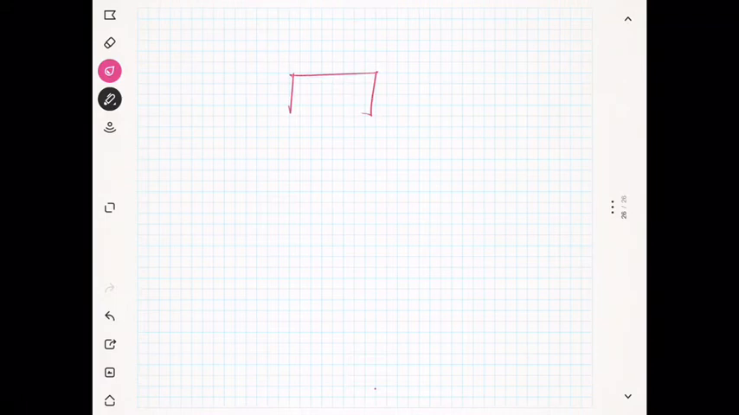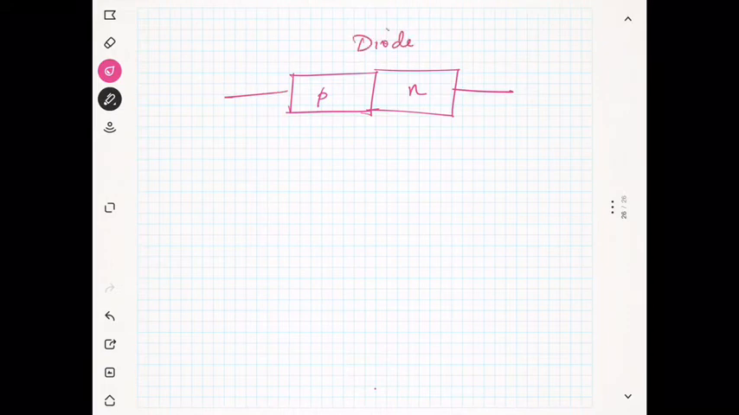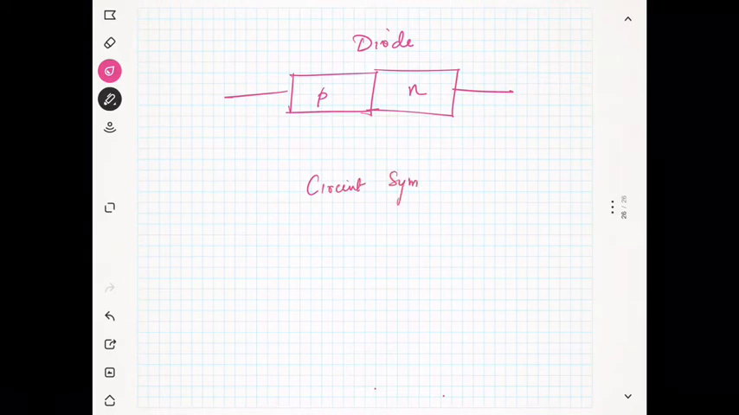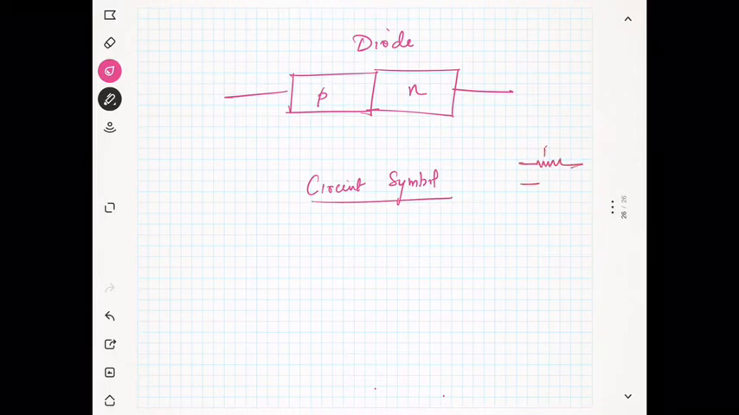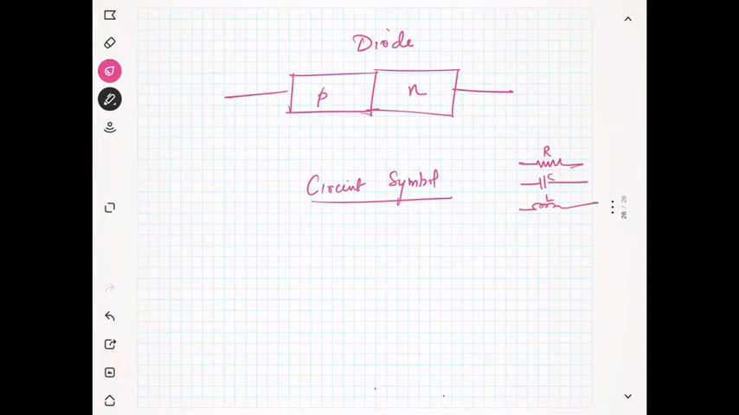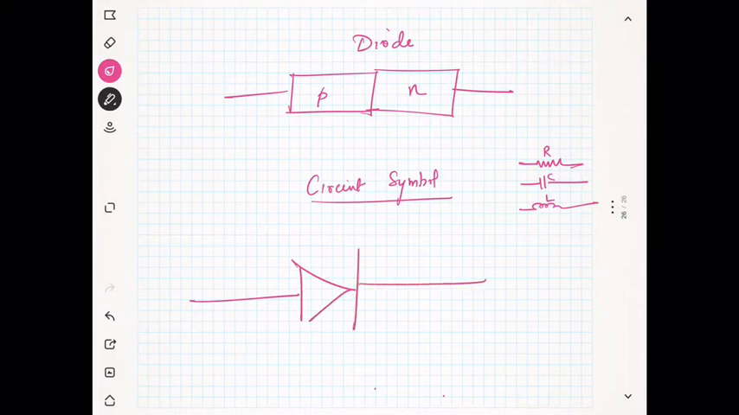Okay, suppose you have a p-type semiconductor and this is the n-type semiconductor. This is simply the diode, but we have some circuit symbol for this. In circuit diagram we have to show it by using some symbols. So circuit symbol, you know that resistor is shown like this. This is the resistor, this is the capacitor, and this is the inductor. Like this, for the diode we have a symbol which is like this. Okay, I am drawing it big actually, and this end is the p-type semiconductor and this is the n-type semiconductor.